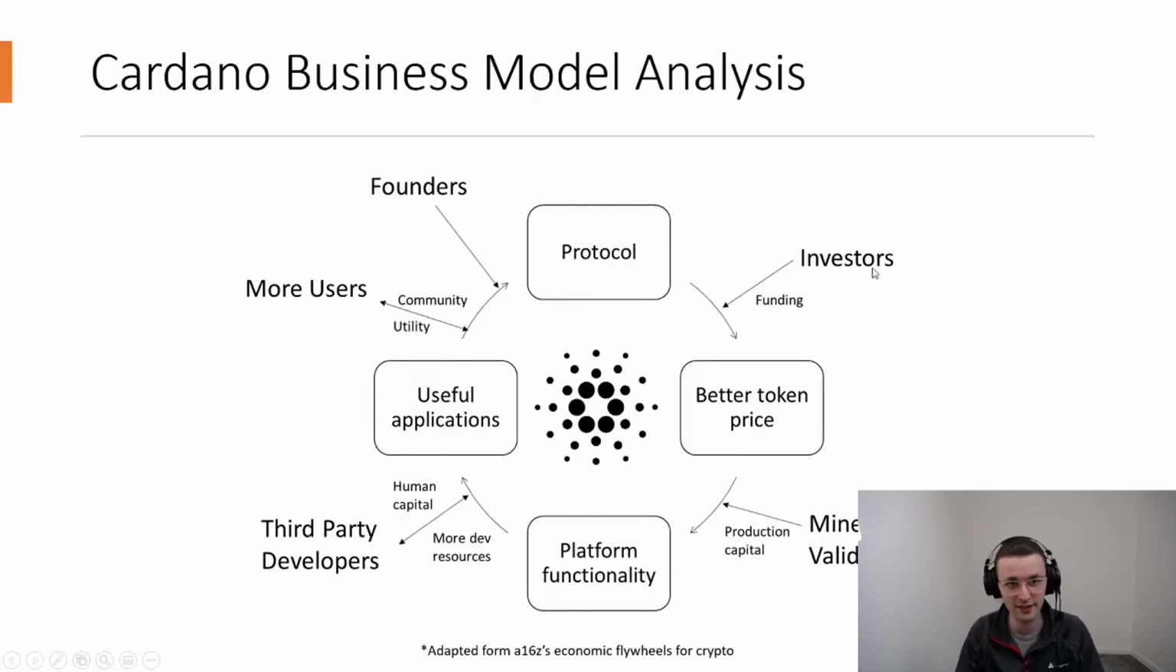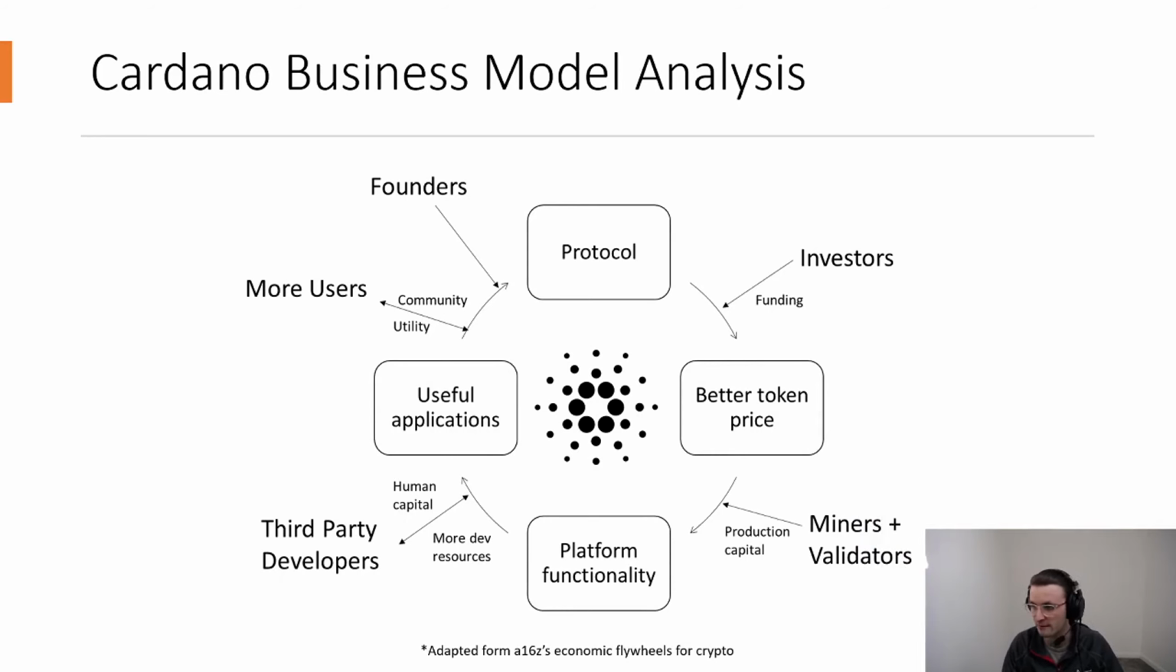Cool, so this is the business model analysis we've been using. I've just put Cardano in the middle. Let me make that a bit smaller, to show that this is the flywheel that any layer one solution is using. This is adapted from A16Z's Economics Flywheels for Crypto.